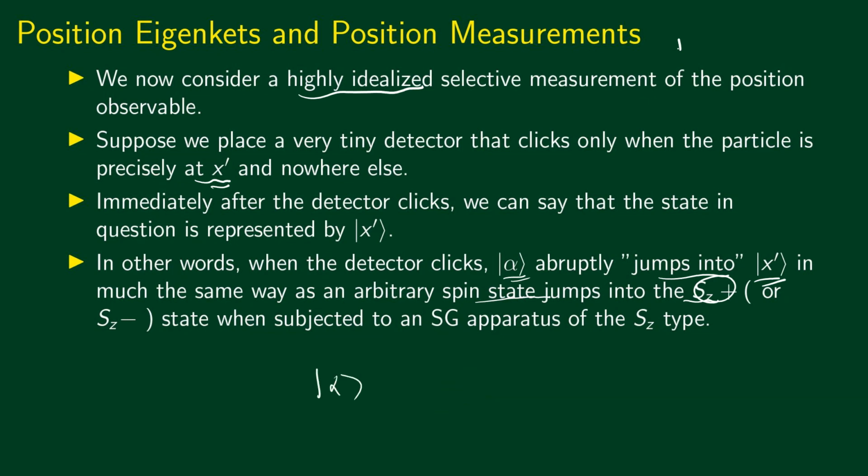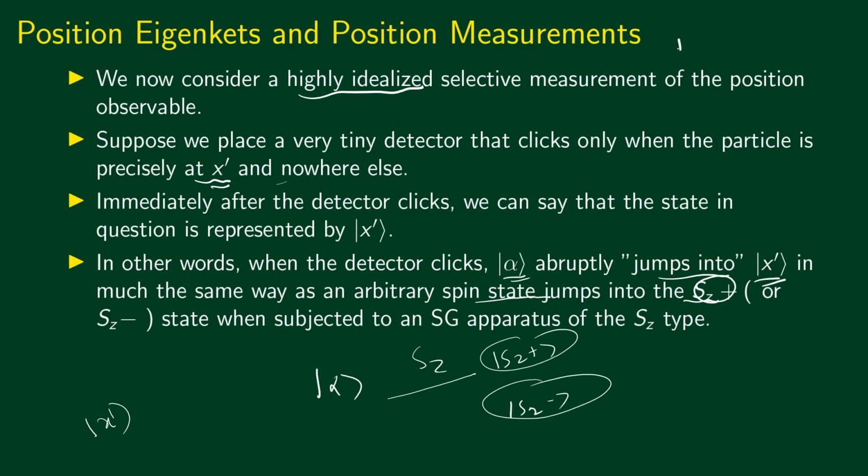If you are starting with any ket alpha and making a measurement of sz, it will jump either to ket sz plus or to ket sz minus. We don't know which. Before the measurement, we don't know to which state it is going to change, but it will change either to this or to this state. In the same way, if you make a highly idealized position measurement, the state will change into one of the eigenkets of the position operator.